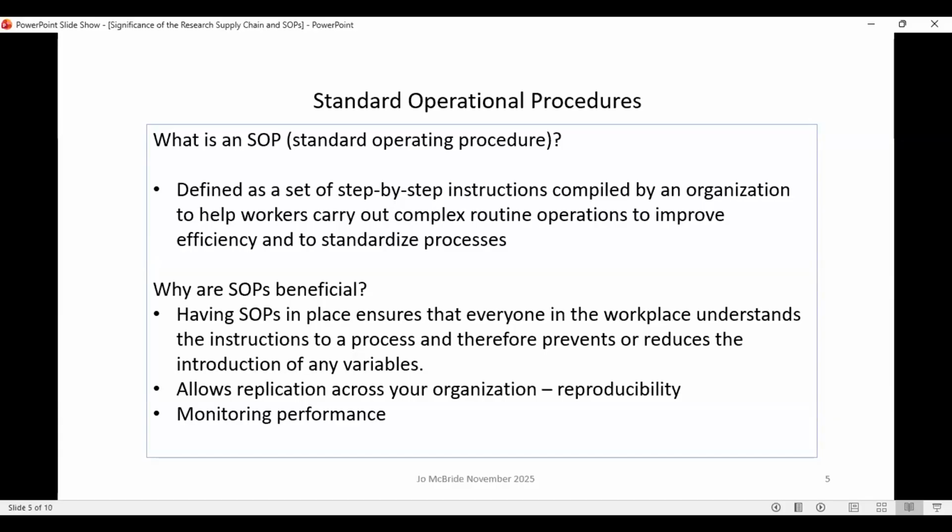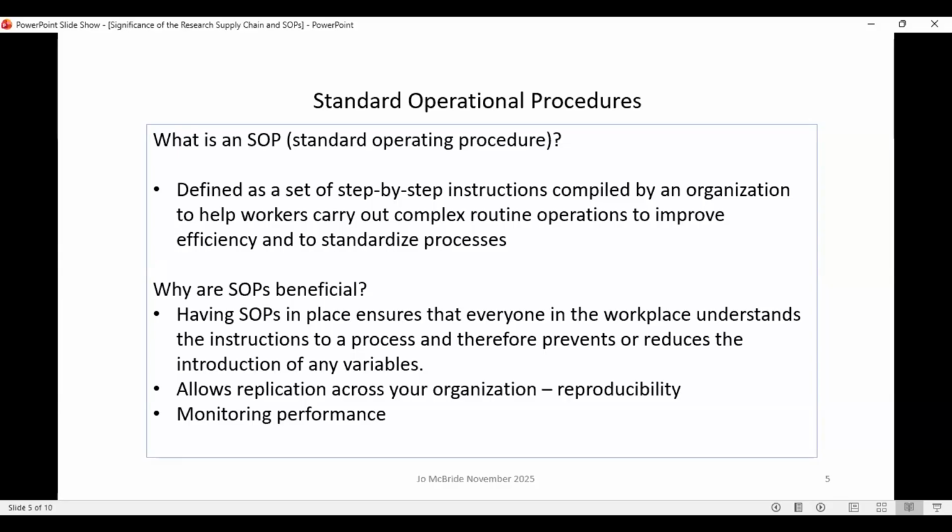Why are they necessary? Well, firstly, an SOP, or a standard operating procedure, is the documentation of how a process is carried out. And these SOPs should provide a step-by-step list of procedures that anyone can carry out following proper training. So having SOPs in place ensures that everyone in the workplace understands the instructions to a process, and therefore prevents or reduces the introduction of any variables or possible errors.